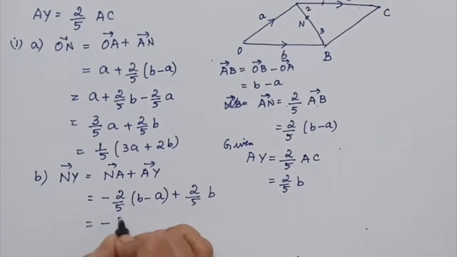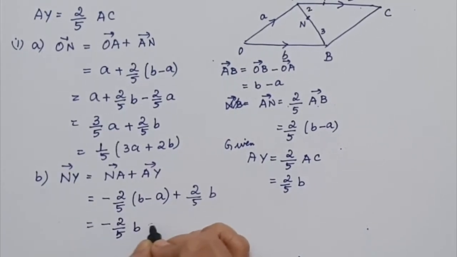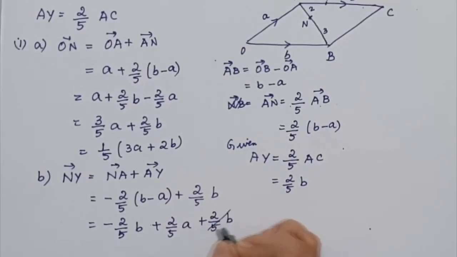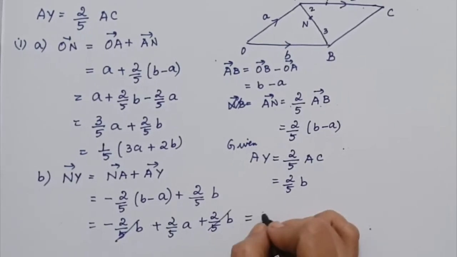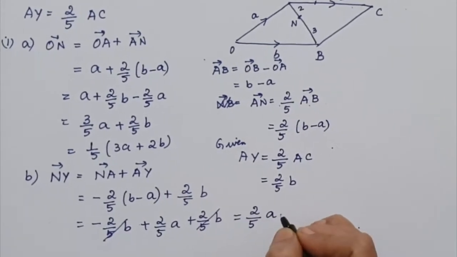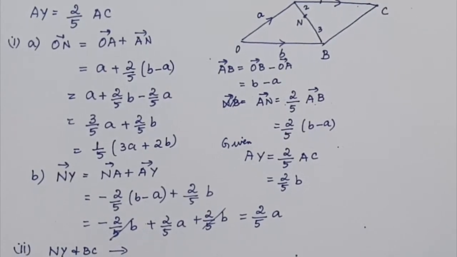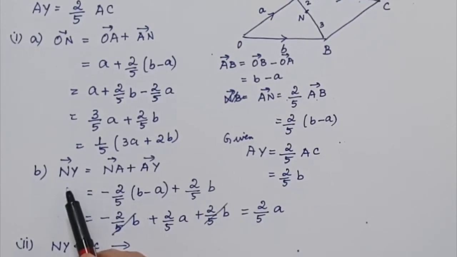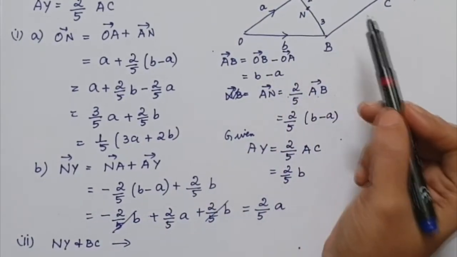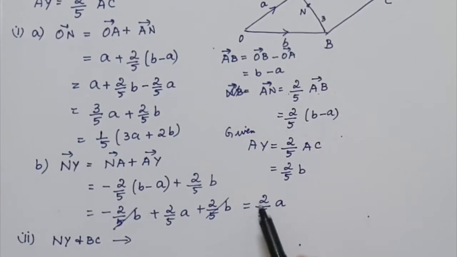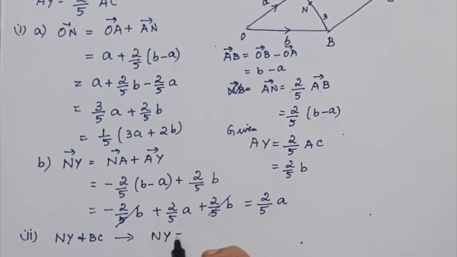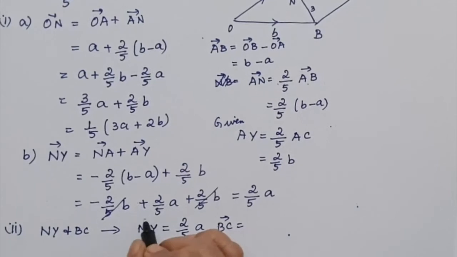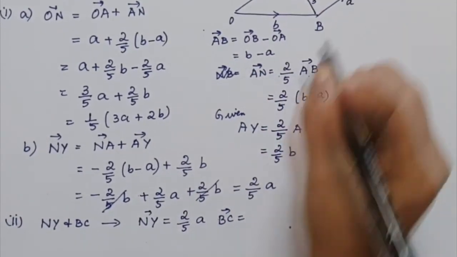So when you multiply this inside, minus 2 by 5B plus 2 by 5A plus 2 by 5B. The plus 2 by 5B and minus 2 by 5B will get cancelled. So we are left with 2 by 5A. The second part, we need to give two conclusions about NY and BC. So when we take NY and BC, this is NY and BC is over here. NY is 2 by 5A. So we have NY equal to 2 by 5A and BC will be equal to, this is parallel to it since it's a parallelogram, so it is A.